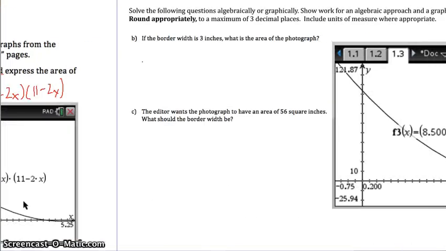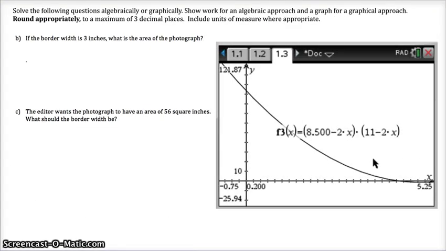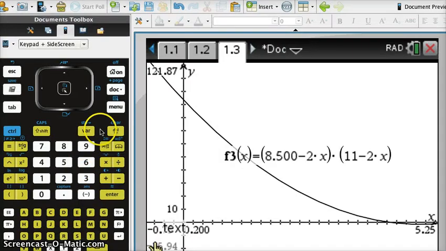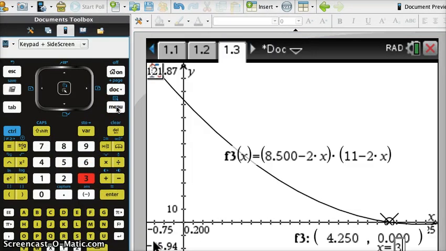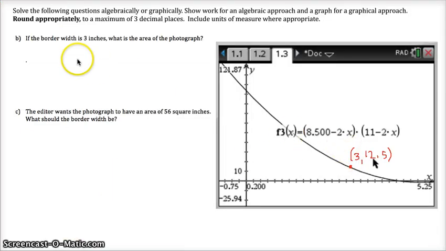It's saying, solve the following questions algebraically or graphically. If the border was 3 inches, what's the area of the photograph? Okay, that's easy to do on the calculator. You can either go trace and just type 3. I learned that this year. 3, 12 and a half, I like that. Or you can go to a calculator page and plug it in for f of 3. So that point's kind of down there. If the border is 3 inches, what's the area? 12 and a half. It says algebraically or graphically. I kind of did graphically.